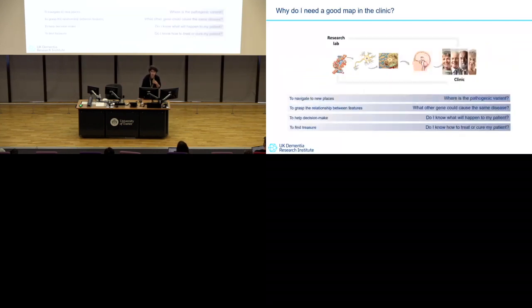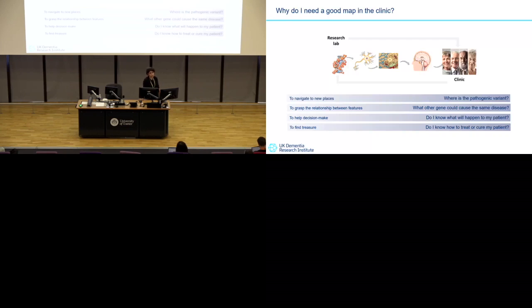But why do I need a good map? As John said, I'm involved in the UK Dementia Research Institute, and I'm a clinical geneticist. So why do I need a map in clinic? For the same reasons. I want to navigate to new places, to find variants that have not been found before that are pathogenic for patients, often variants in non-coding regions of the genome which haven't been considered in the same way. I might also want to grasp the relationship between features in a map, such as what other genes or variants might cause the same disease. So I need that map.